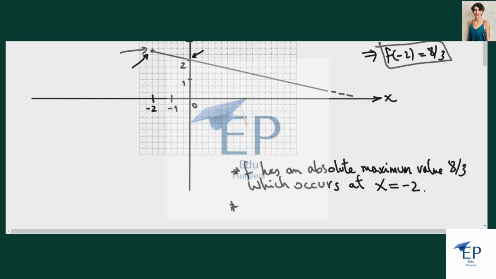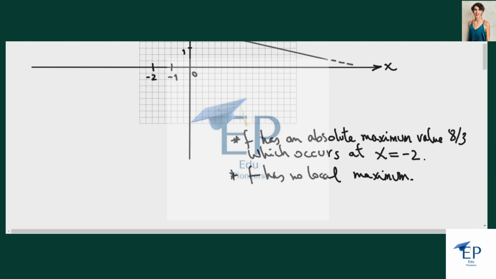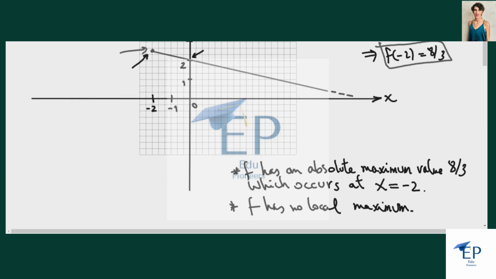There is no local maximum. That's because at any point on the graph, we have images that are greater and less than the image at the point. So there is no local maximum. And in the case of the absolute maximum, it is not local because we have no graph to the left, in fact.